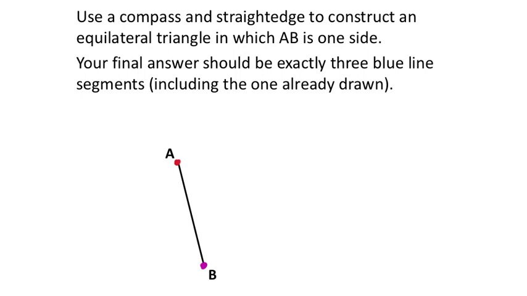All right, we're going to use a compass and straight edge to construct an equilateral triangle in which AB is one side. Right now, that should be exactly 3 blue line segments, including the one already drawn. So make sure you do that up here. You'll just click on segment in order to draw the shape. But first, as we've seen, we're going to be using a couple of circles in order to make this triangle.